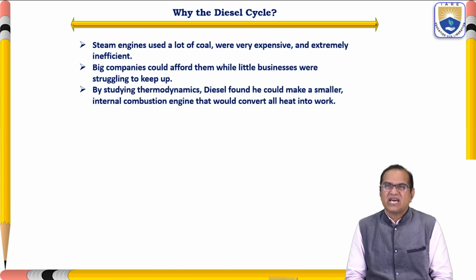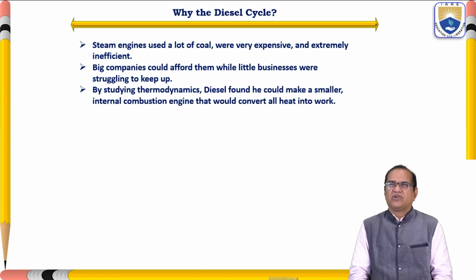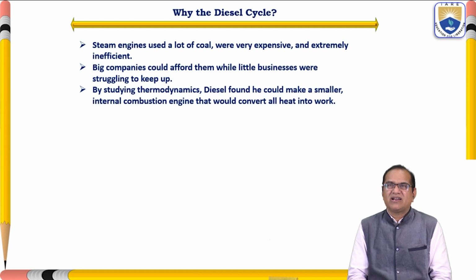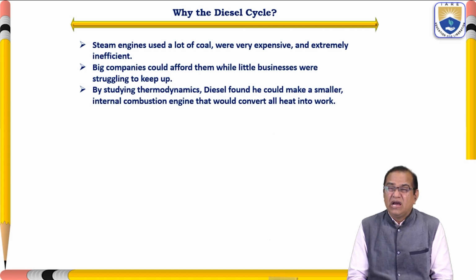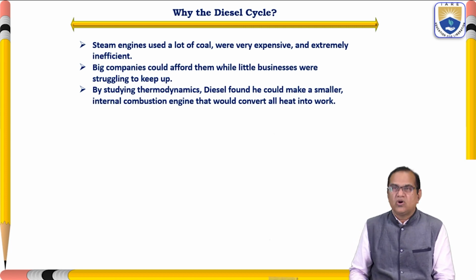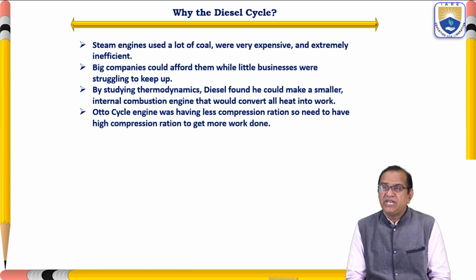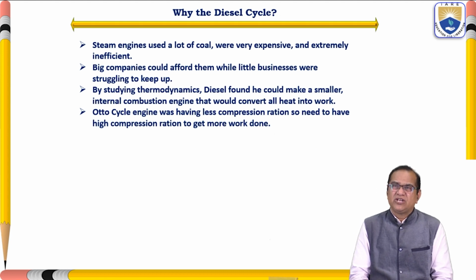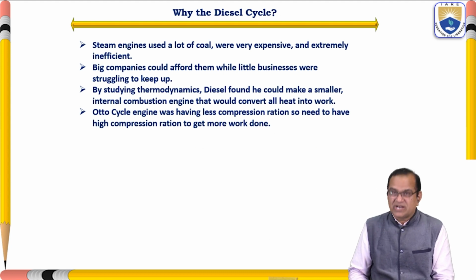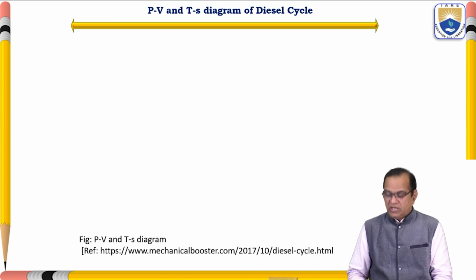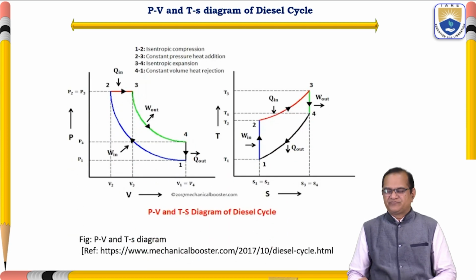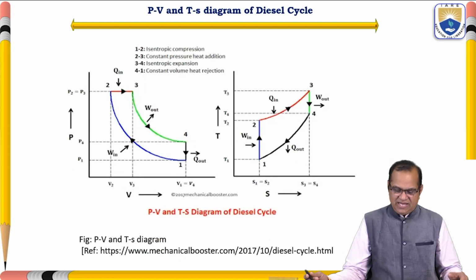By studying thermodynamics, Diesel found he could make a smaller internal combustion engine that would convert heat into work. The Otto cycle engine had a low compression ratio, so a high compression ratio was needed to get more work done. So here is the PV diagram of this diesel cycle.